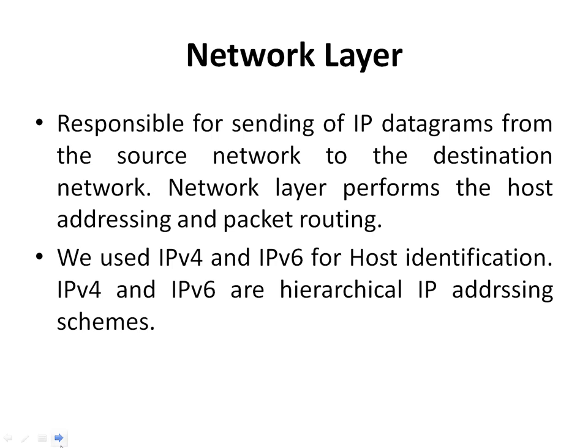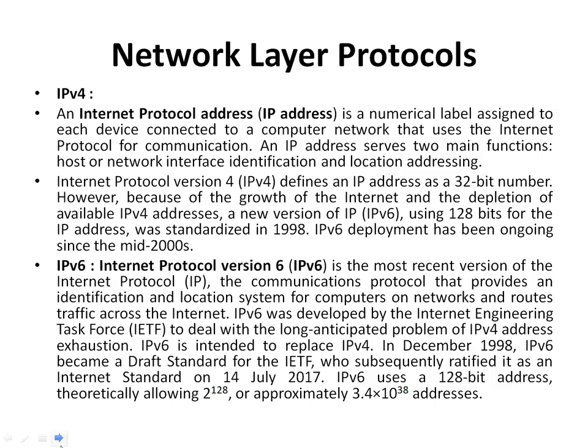The network layer is responsible for sending IP datagrams from the source network to the destination network, and it performs host addressing and packet routing. It uses IPv4 and IPv6 for host identification, with a hierarchical IP addressing scheme. For the network layer protocol, we have the Internet Protocol address, a numerical label assigned to each device connected to a computer network that uses the Internet Protocol for communication. The IP address serves two main functions: interface identification and location addressing.